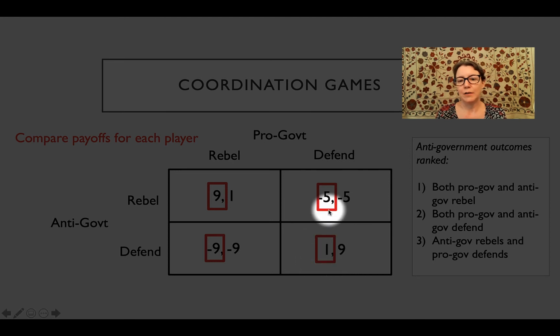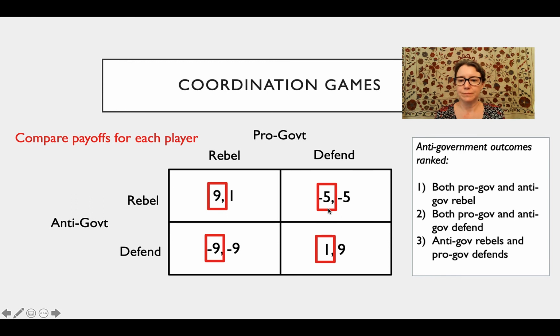Anti-government actors get an even worse outcome when they rebel against the government, but the pro-government forces defend the government. In other words, when there's a clash. I did not include the fourth option here because it doesn't really make sense to have anti-government forces defending the government and pro-government forces rebelling against it. But what you need to think about here, again, is the relative ranking of the best outcomes for each player. Note both the ranking and that they depend on the actions of the other player.